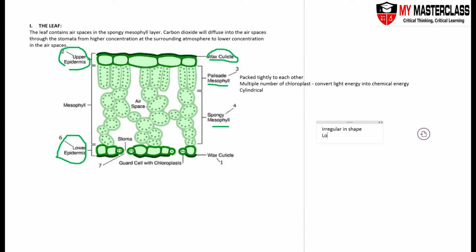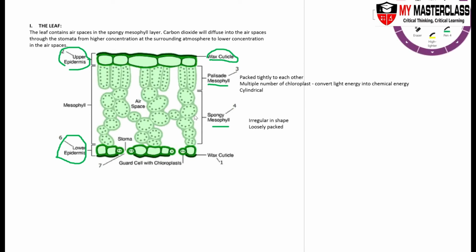It is loosely packed. Being loosely packed, they have air spaces in between them, which allow gas diffusion. For example, carbon dioxide enters and is able to diffuse through these spaces to enter into the palisade mesophyll and the spongy mesophyll.